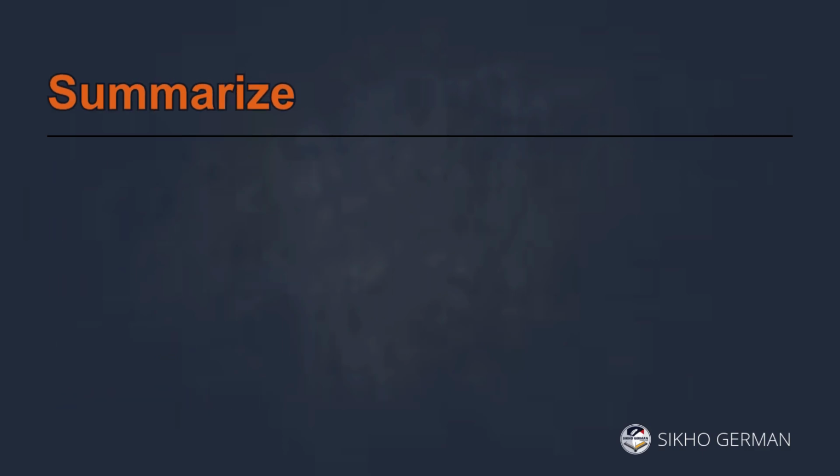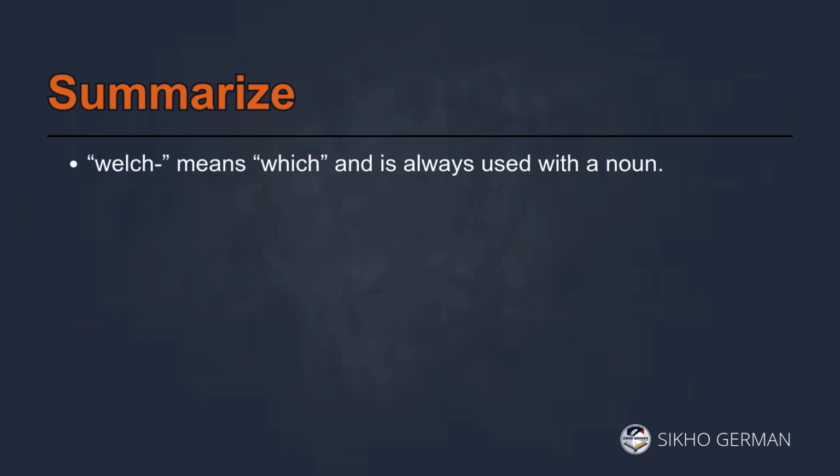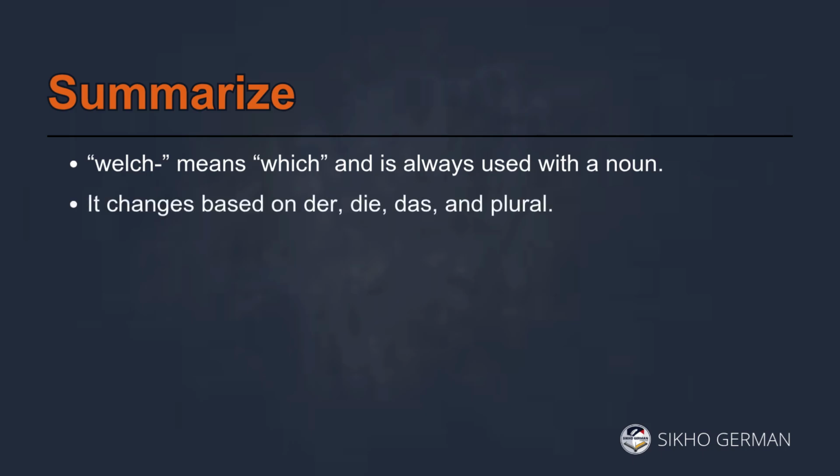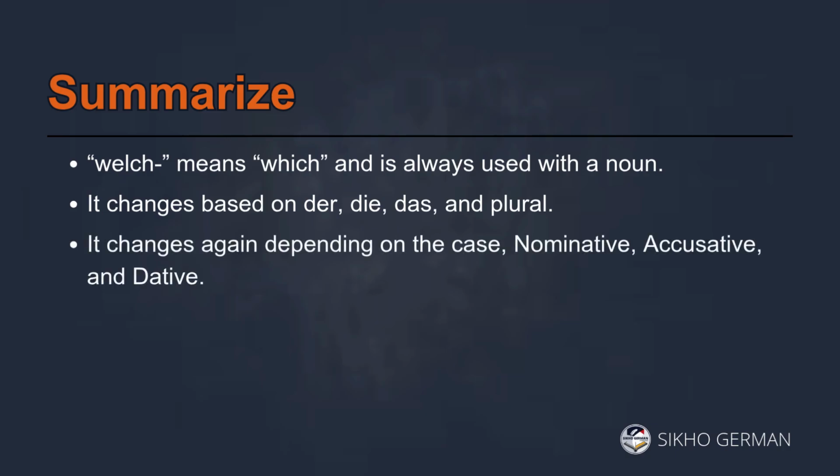Let's summarize the rules for today. First, welch means which and is always used with a noun. Second, it changes based on der, die, das, and plural. Third, it changes again depending on its case in the sentence, nominative, accusative, or dative. The structure is always welch plus noun plus verb plus subject.